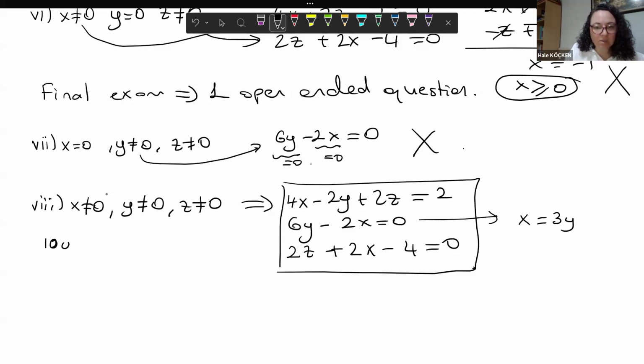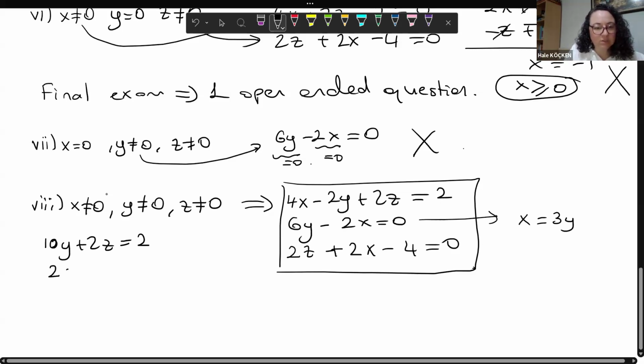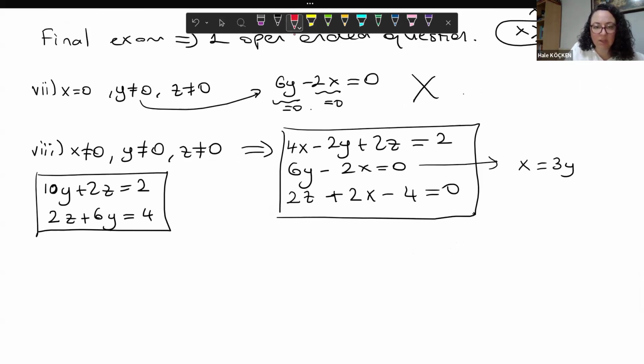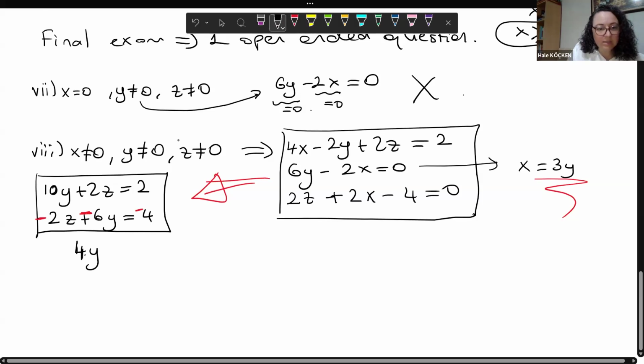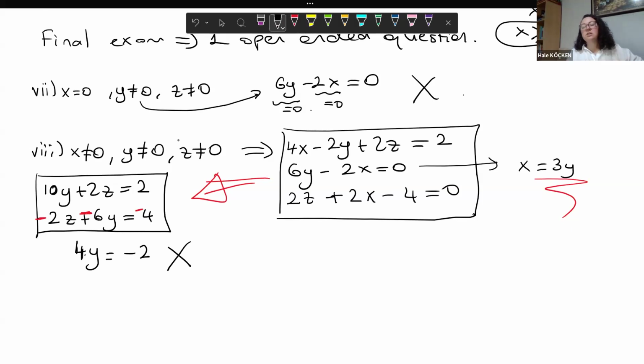10y plus 2z is equal to 2 as the first. I use the second: 2z plus 6y is equal to 4. Okay, I need to solve z and y here, so I can find my x directly by using the relation for x and y. Here, minus, so I'm subtracting them, then 4y is equal to minus 2. So no point from the final case, okay?